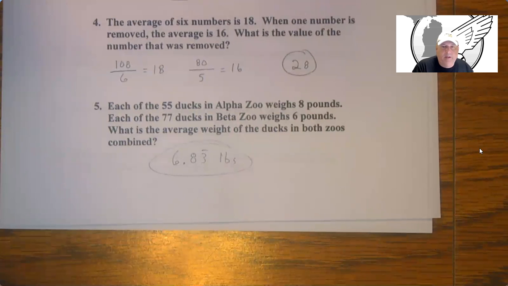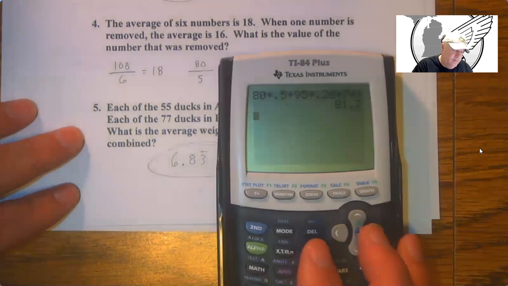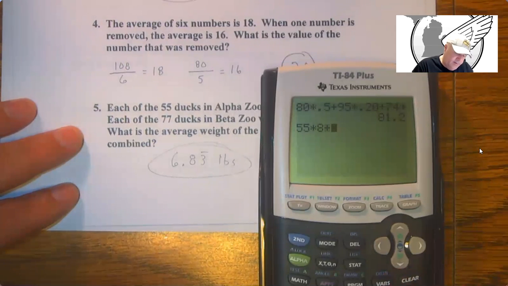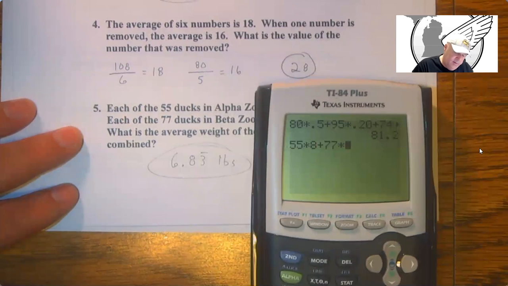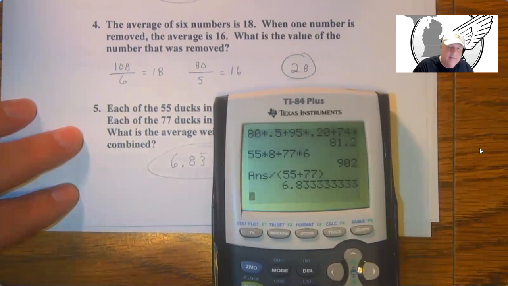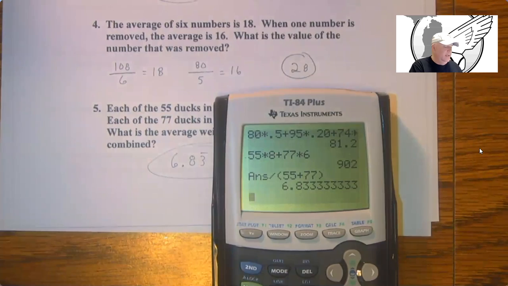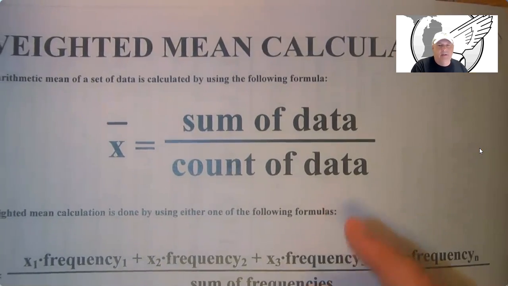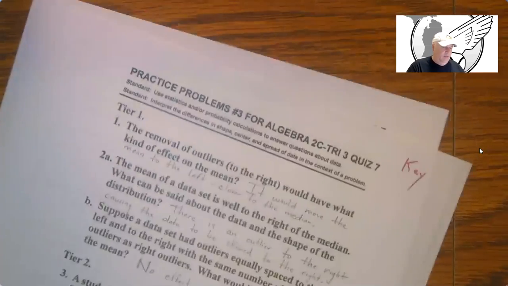Okay, 55 ducks weigh 8 pounds, 77 weigh 6. What is the average weight? Okay, so 55 times 8 plus 77 times 6, and then we want to divide that by the count. So it's the sum over the count. That's the best way to think about it on this problem. This is a great concept when doing any calculation of any mean.